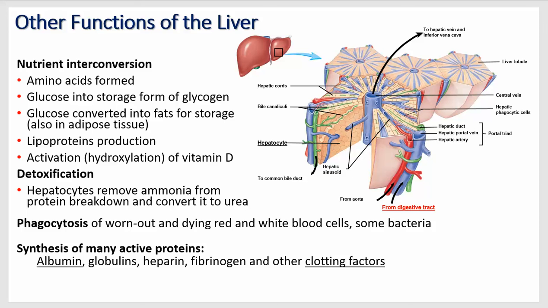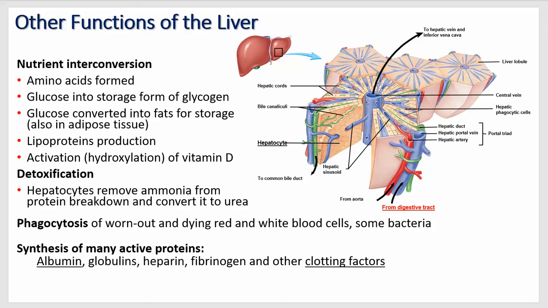Activation, hydroxylation of vitamin D. Sure, let's do that too. So we have cells that can do that. Detoxification, hepatocytes remove ammonia from protein, break it down and convert it to urea. Yep, let's put urea out there so we don't have NH3 ammonia going out there wreaking havoc. Okay, phagocytosis of worn out, dying red and white blood cells, so that can happen. So we can break those down, break down the heme, recycle the iron, and the amino acids. That can happen in liver cells.